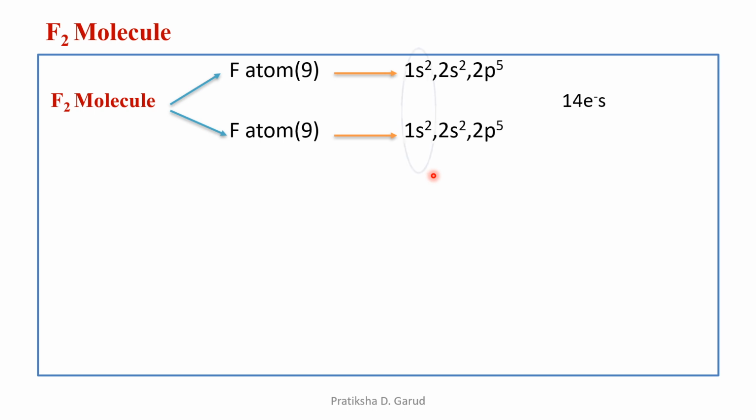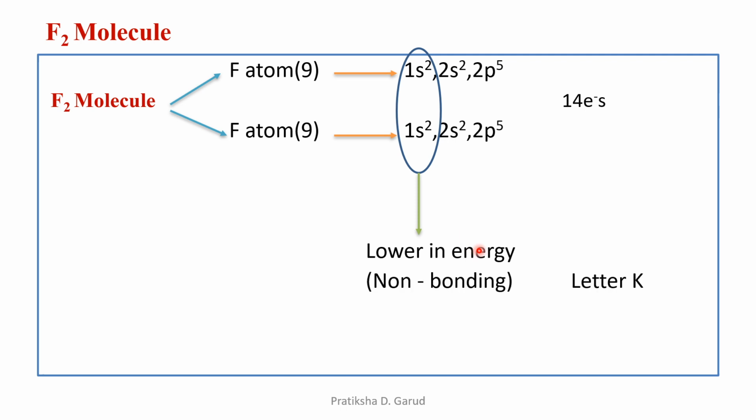Now from this we can say that these 1s2 electrons are lower in energy, and as they are lower in energy, they are not used for bonding, hence they are known as non-bonding atomic orbitals. And hence, while writing the MO electronic configuration for this 1s atomic orbital, we have to write the letter K. Why letter K? Because these electrons are present in the first shell, and the first shell is known as the K shell. While the remaining 2s and 2p of the first fluorine atom and the 2s and 2p of the second fluorine atom are the only ones used for bonding.